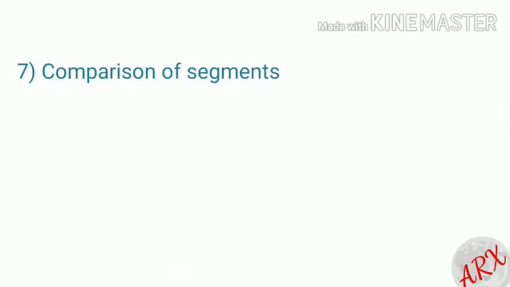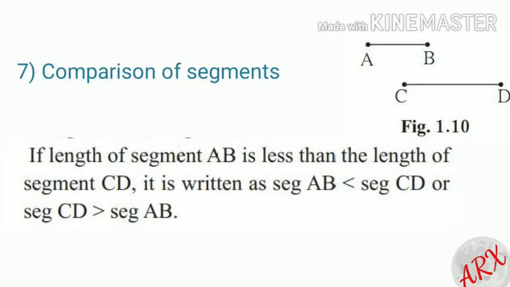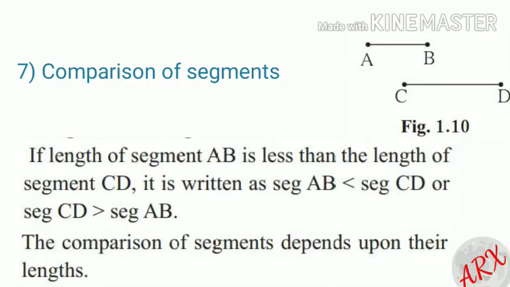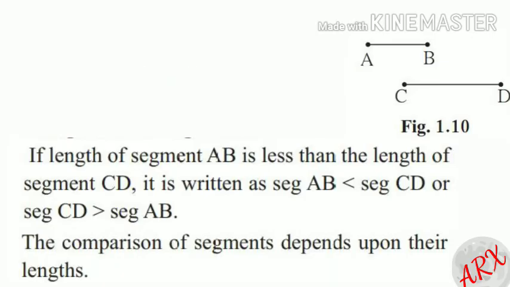Point number 7, comparison of segments. If length of segment AB is less than the length of segment CD, then it is written as segment AB is less than segment CD or segment CD is greater than segment AB. The comparison of segments depends upon their lengths.